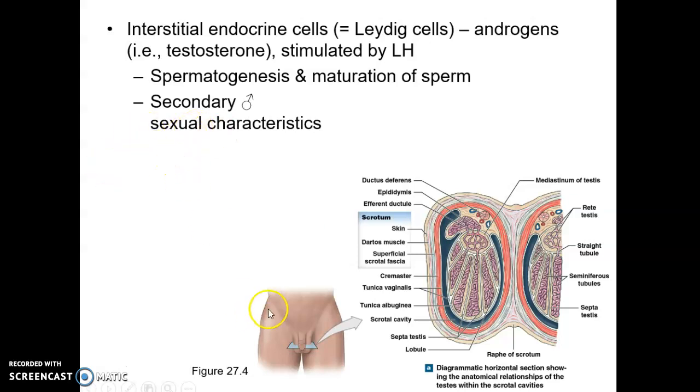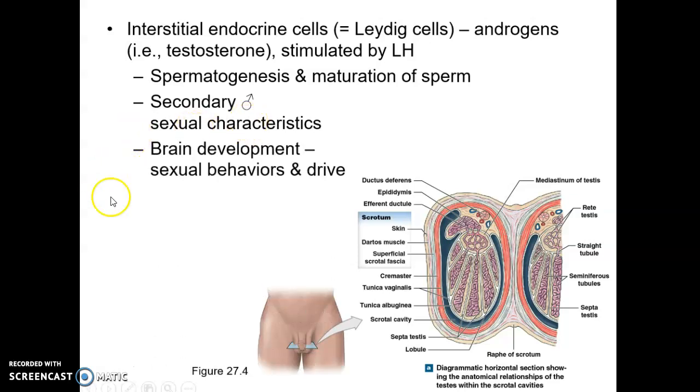Things like increased muscle density, facial hair, the change in the voice, or the drop in the tone of the voice, that sort of thing, deepening of the voice. And then also the androgens like testosterone are shown to be involved in brain development in terms of sexual behaviors and our sexual drive in terms of males.